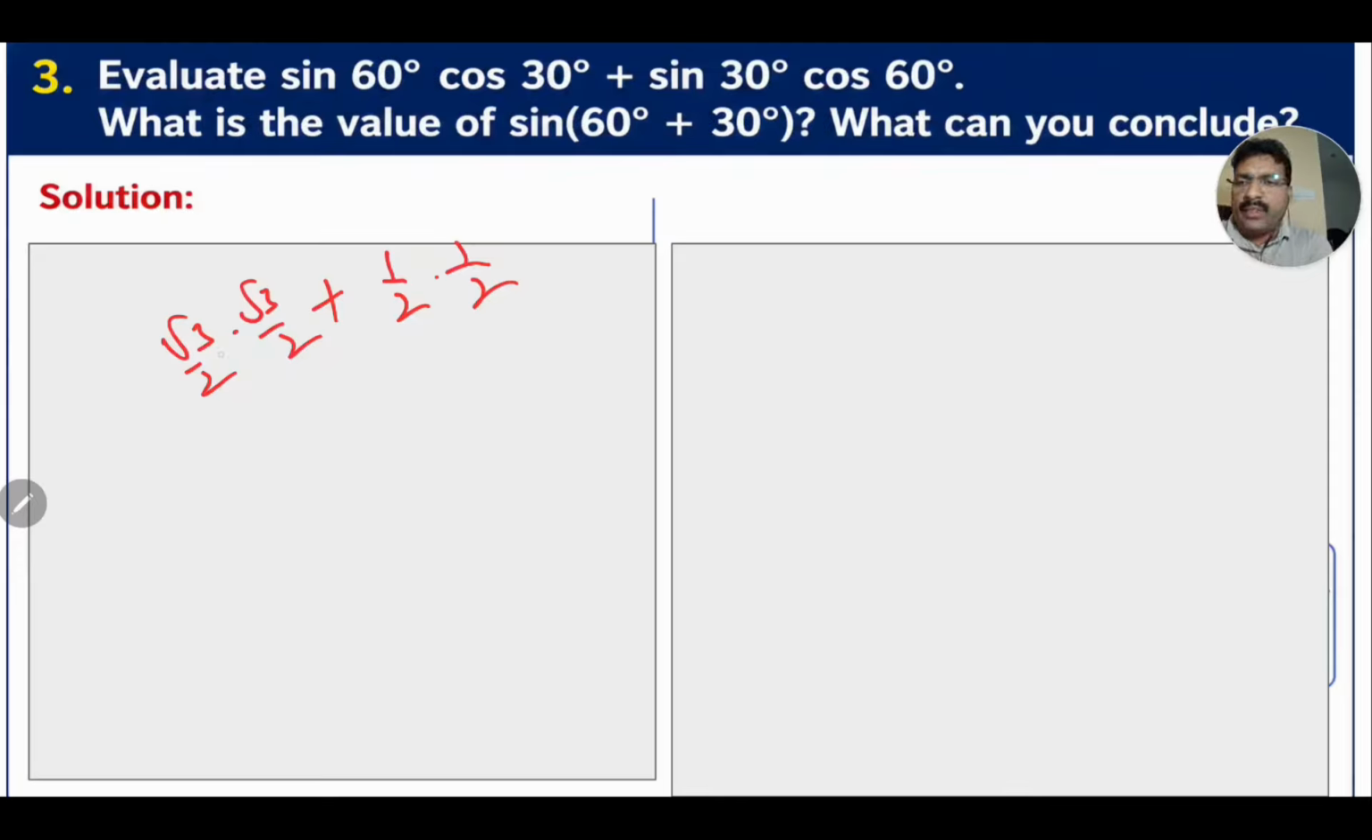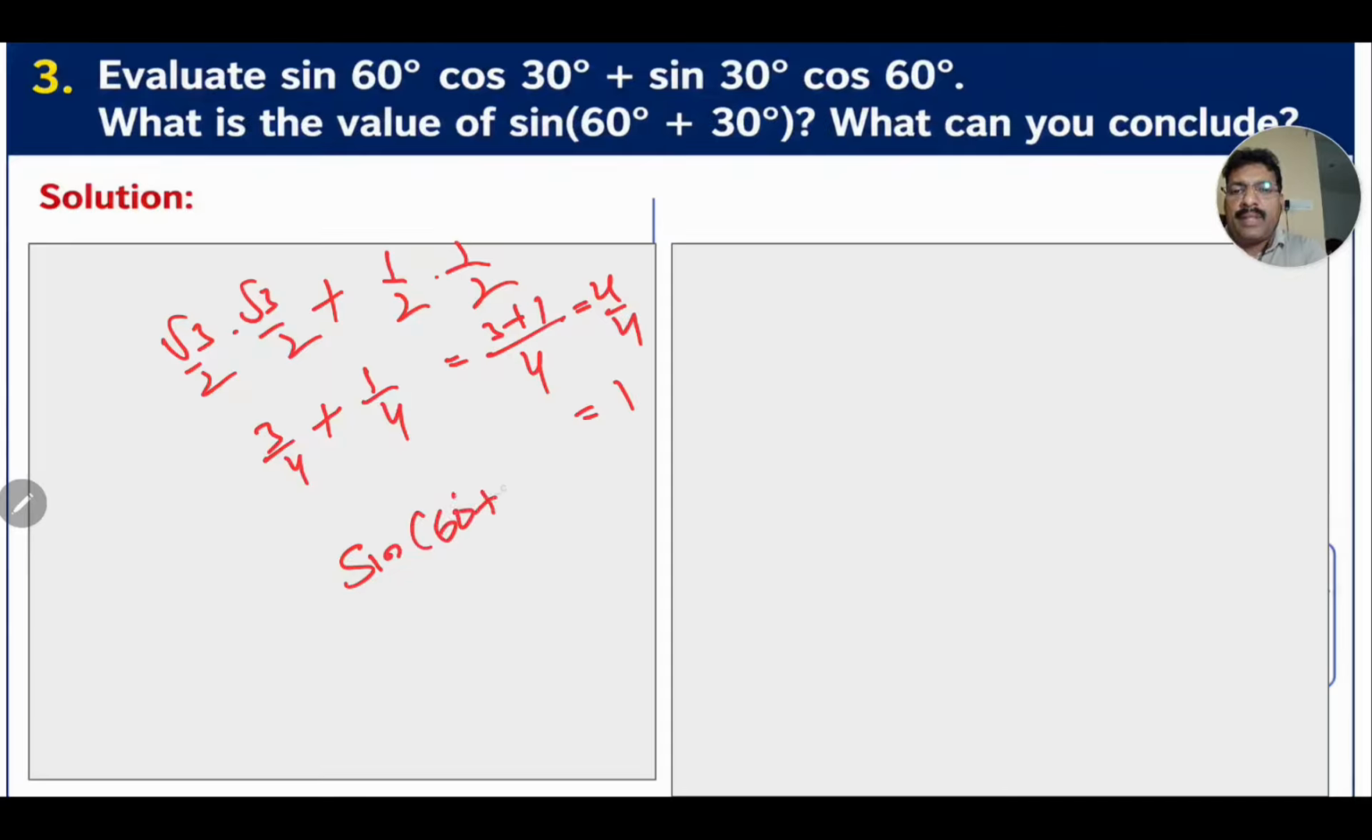If you simplify this, root 3 by 2 into root 3 by 2, 3 by 4. 1 by 2 into 1 by 2, that gives 1 by 4. So 3 by 4 plus 1 by 4, LCM is 4, numerator 3 plus 1, that gives 4 by 4, that value is 1. So now, what is the value of sin of 60 plus 30 is asked. 60 degrees plus 30 degrees is equal to 90 degrees. Sin 90 degrees value is 1.